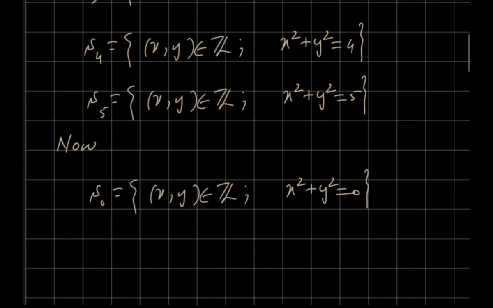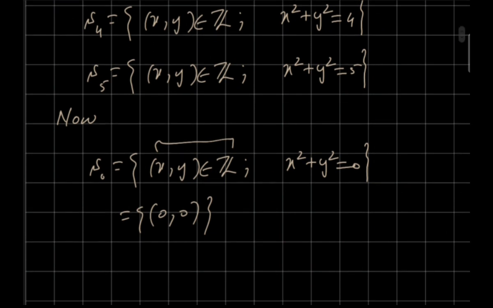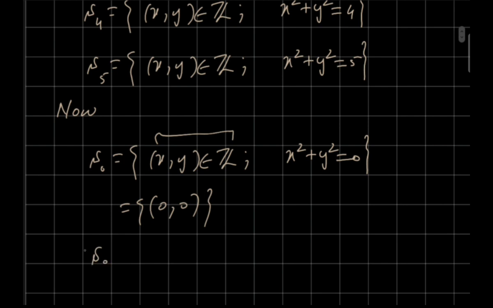You can see there is only one ordered pair in this set, which is (0, 0), such that 0 square plus 0 square is equal to 0. There is no other element in this set such that the square of both entries is equal to 0. So the cardinality of S0 is 1 because it contains only one point.